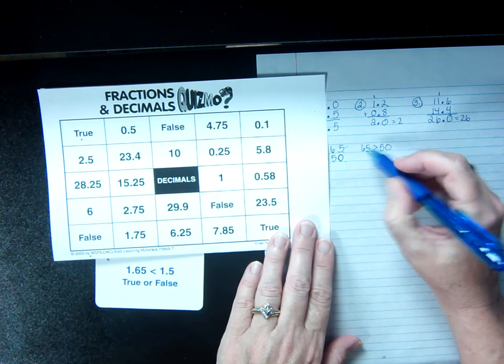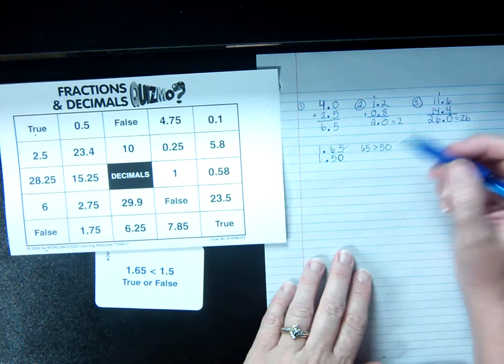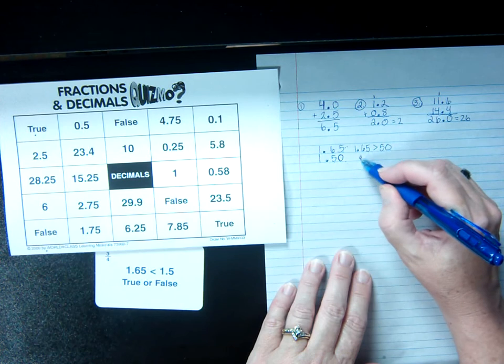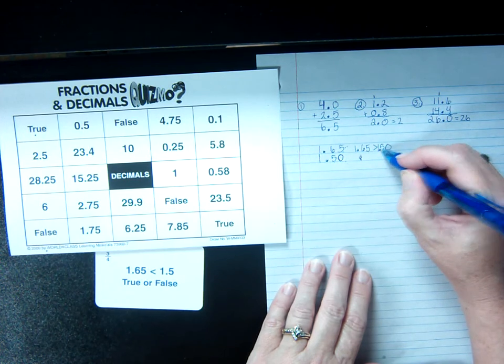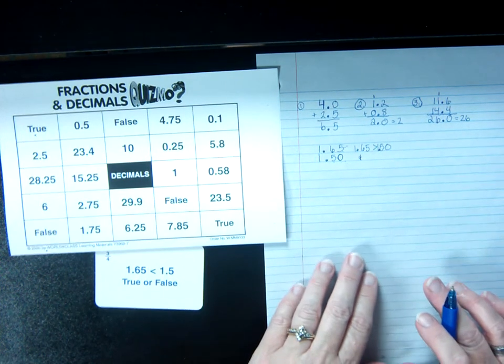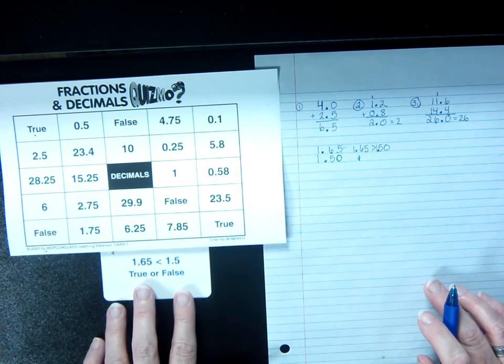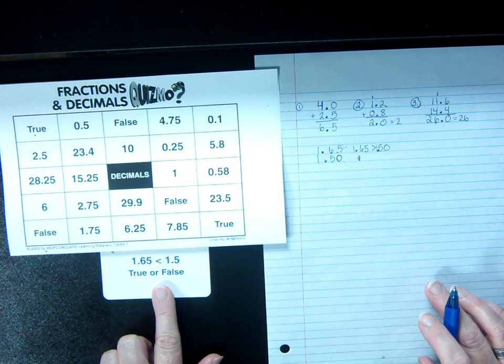So that would mean that 1.65 would be greater than 1.5, or 1 5/10. So 1 65 hundredths is greater than 1 5/10. So the answer to this is false.